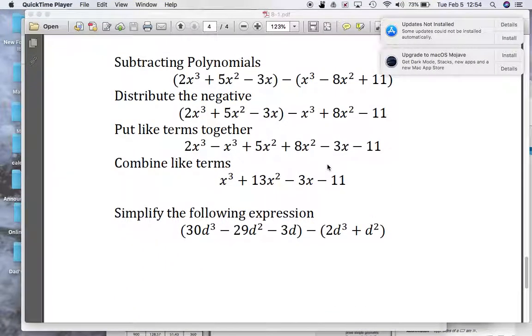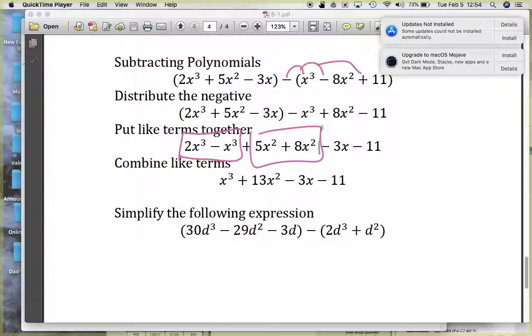Now when subtracting, you have to do the same thing. You can only subtract like terms. I like to distribute the negative. That's what I like to do because it seems to be easier. So it becomes negative x cubed plus 8x squared minus 11. And then I can put them together. So the cubes, the squareds, the x, and the constant.